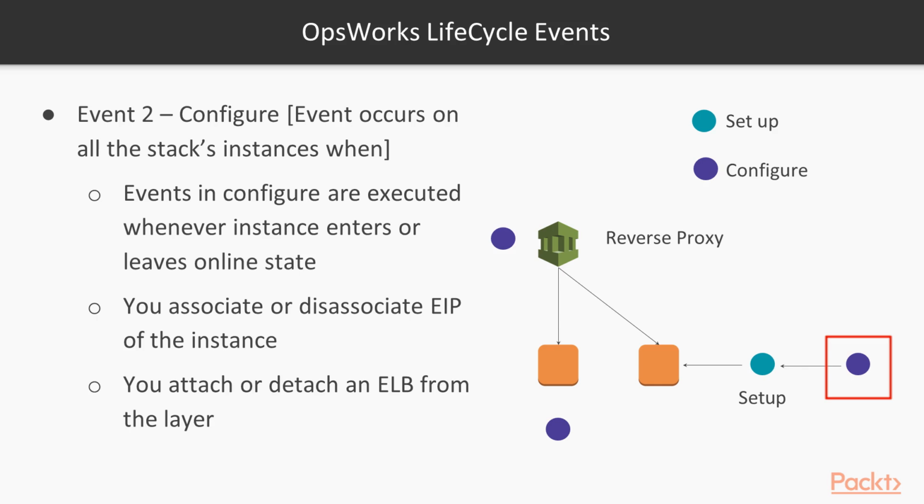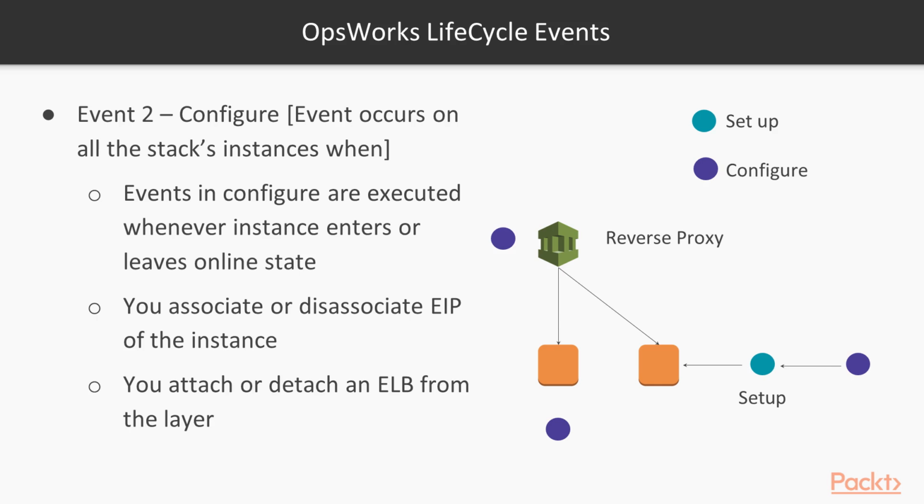So you might have something like, during the configure stage, the reverse proxy will get the hostname associated with this new EC2 instance, and it will update its own configuration file. So once the configure recipe that you have put in the configuration stage runs, the reverse proxy will get updated, the EC2 instance will get updated, and now the reverse proxy will go ahead and send the traffic to the EC2 instance which is newly launched. So this is what the configure stage is all about.